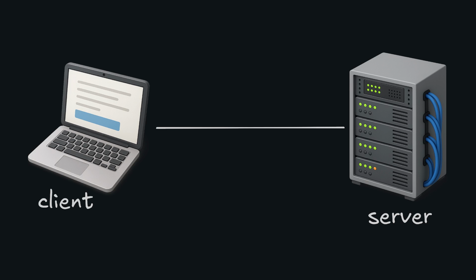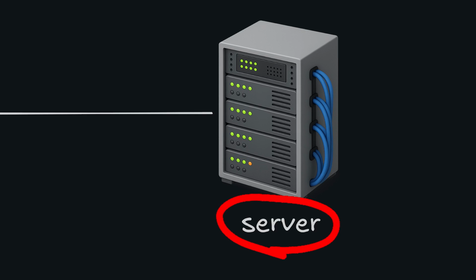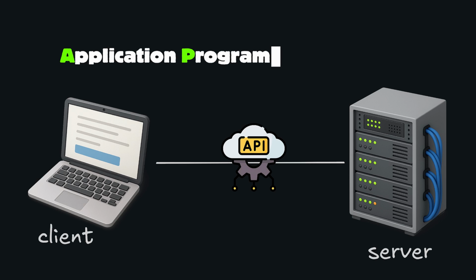Every time you use an app or a website, there are two sides talking to each other. The client, that's you, your browser or your Python script, and the server. That's the machine sitting somewhere holding all the data, but the client can't just reach in and grab data directly. It needs a structured way to ask for it. That's exactly what an API is. It's the communication layer between the client and the server.